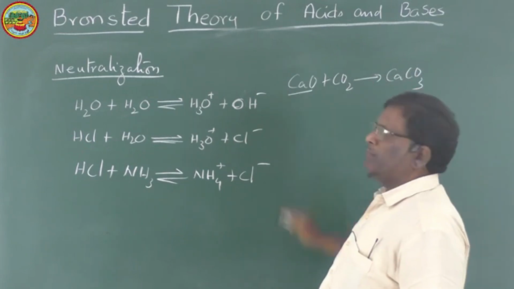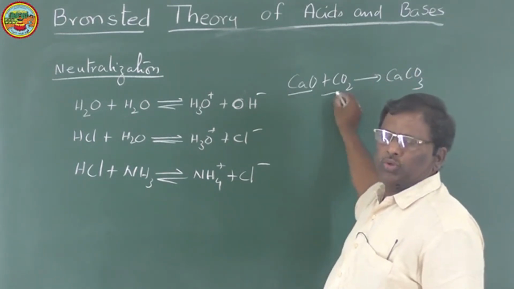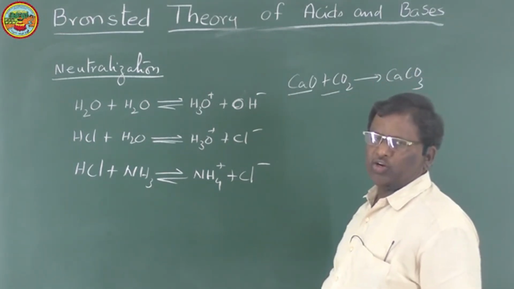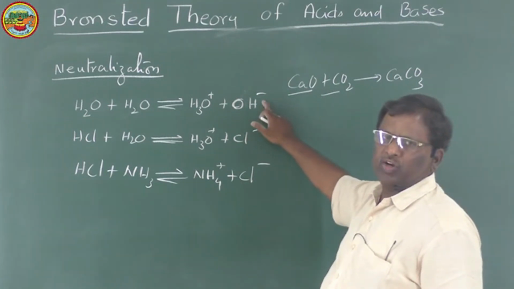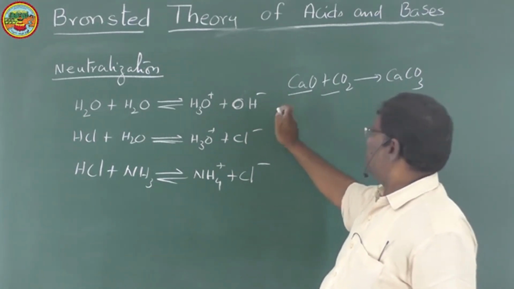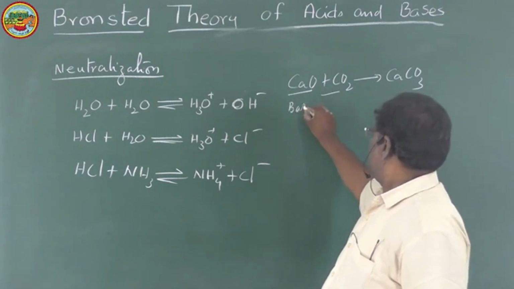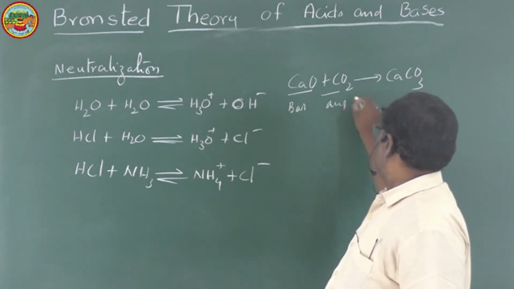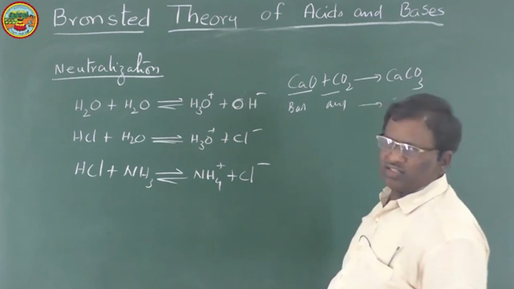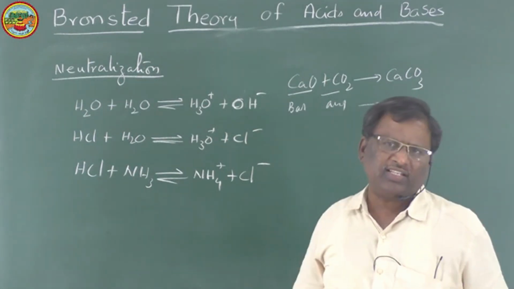Calcium oxide is a basic oxide. CO2 is an acidic oxide. Non-metal oxides are acidic and metal oxides are basic in nature. This is base, this is acid, so it will give us a salt. This is just a neutralization reaction.